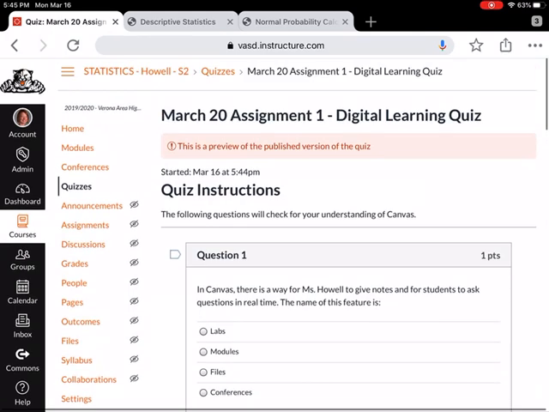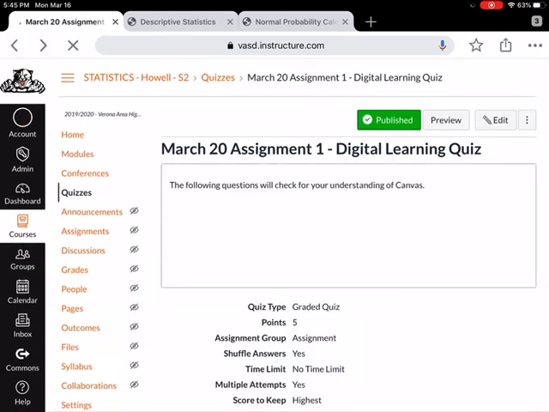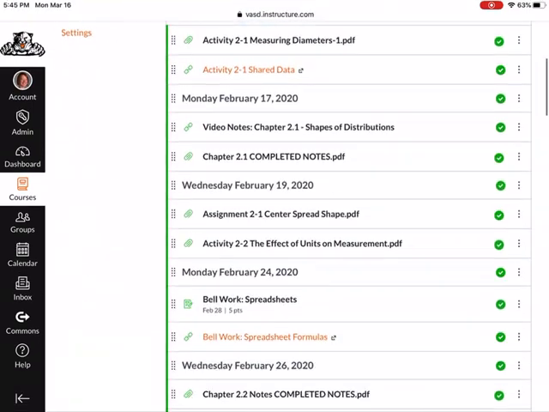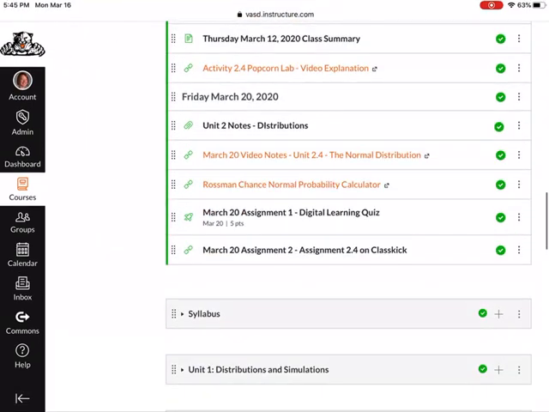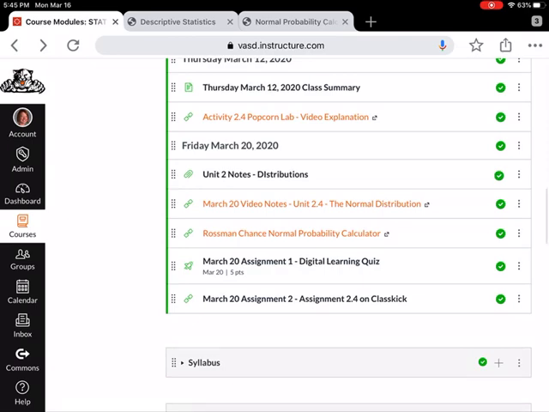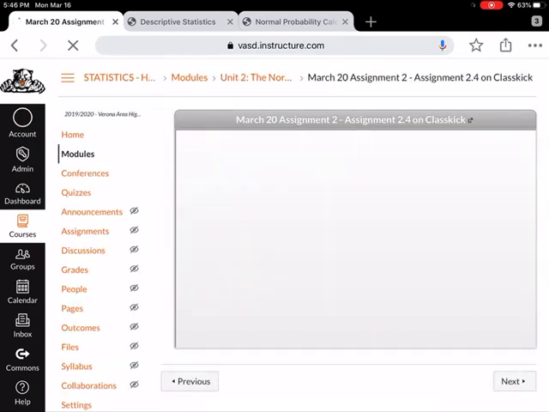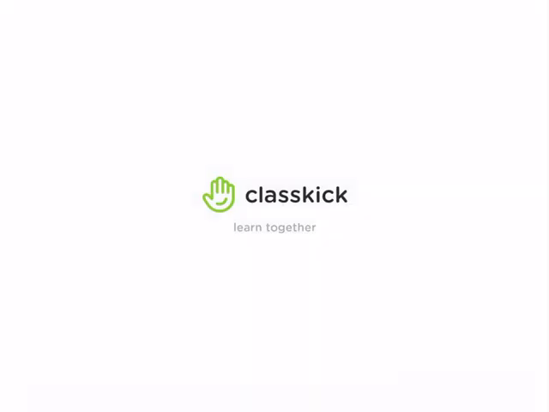Okay, so I'd like you to go take that quiz just to show me that you understand what's going on in here. And then I'm going to ask you to do an assignment related to the normal distribution. So that is assignment 2. And it's on ClassKick.